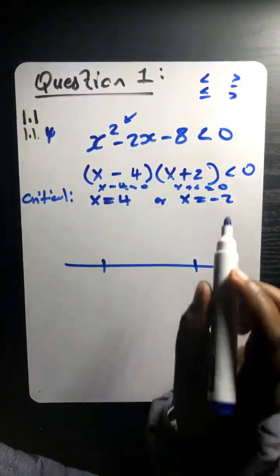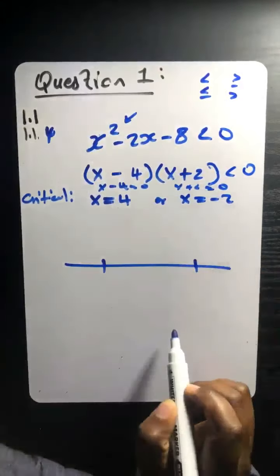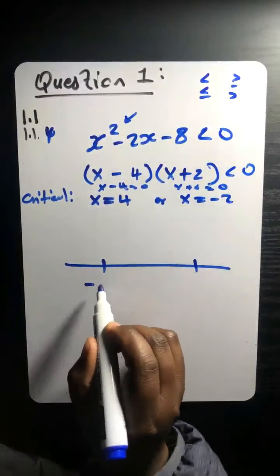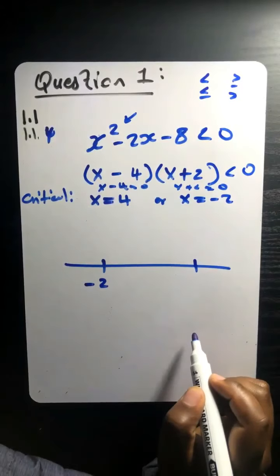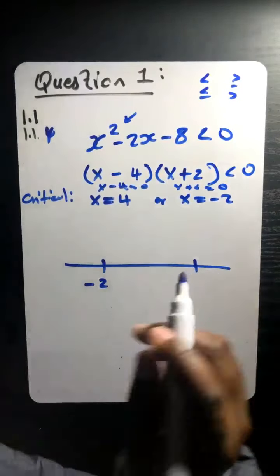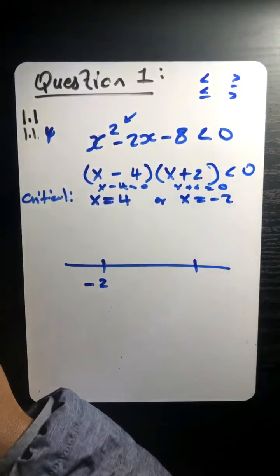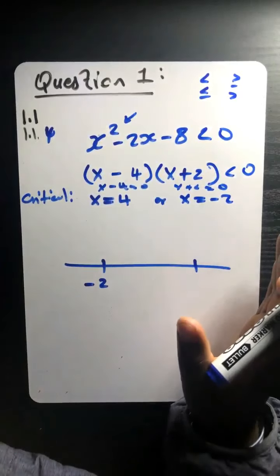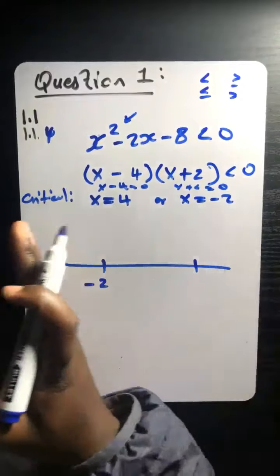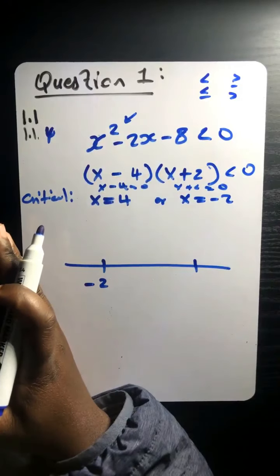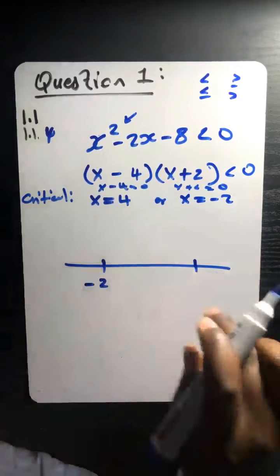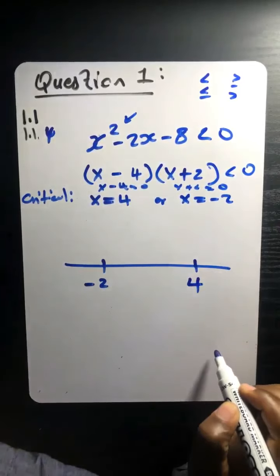Between negative 2 and 4, which one comes first? Obviously, it's negative 2. It's the smaller number. On your x-axis, on this side you have negative values, on that side you have positive values, or on this side you have smaller values, and in that direction you have bigger values.